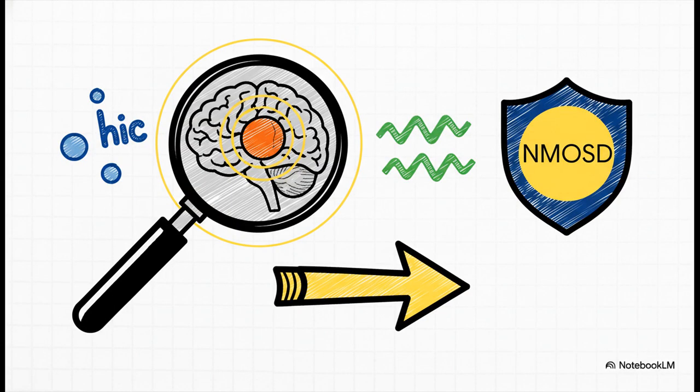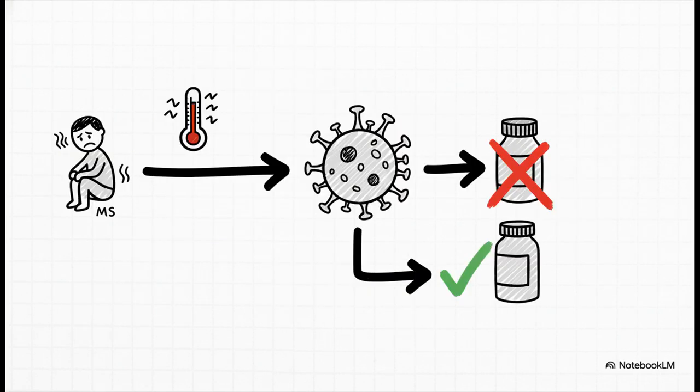Next trap, area postrema syndrome. Those crazy, nonstop hiccups and that intractable nausea, that is a powerful, specific clue pointing you straight to NMOSD. And this one is so common, a pseudo-relapse. If an MS patient gets worse, but they also have a fever from a UTI or some other infection, it's probably not a true relapse. There's no new inflammation going on. The right answer is to treat the trigger, treat the infection, not blast them with steroids.